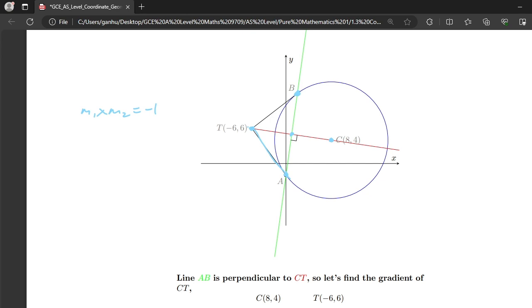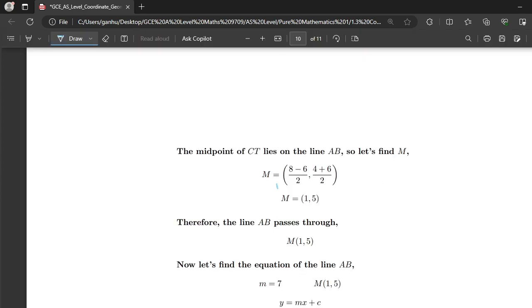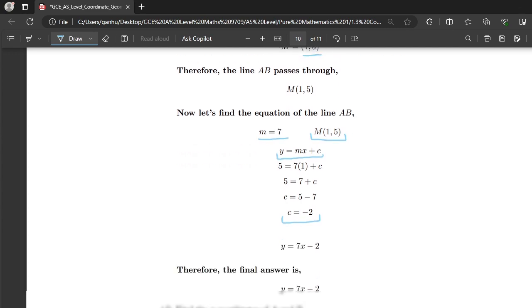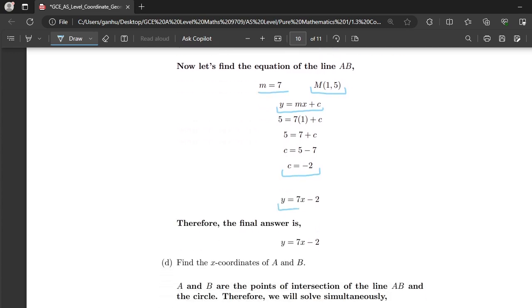And from the diagram, you can also tell that the midpoint of CT lies on the line AB. So we can find the coordinates of the midpoint of CT and use that to help us find the equation of line AB. So we substitute the coordinates of C and T into the formula for midpoint, and we get that the coordinates of the midpoint are (1, 5). Now we can find the equation of line AB. It has a gradient of 7 and it passes through the midpoint of CT, which has coordinates (1, 5). And if you substitute into the form y equals mx plus c, you get c is equal to -2. And so the final answer will be y is equal to 7x minus 2.